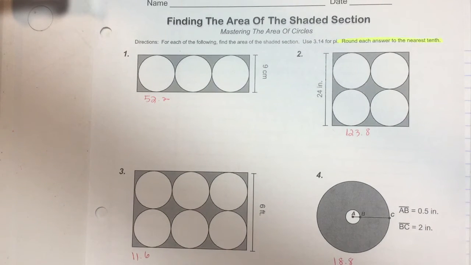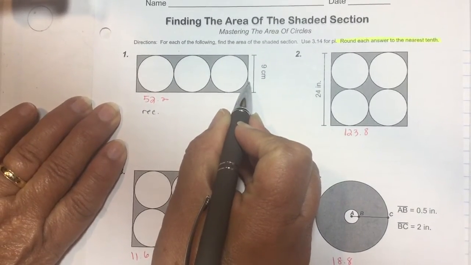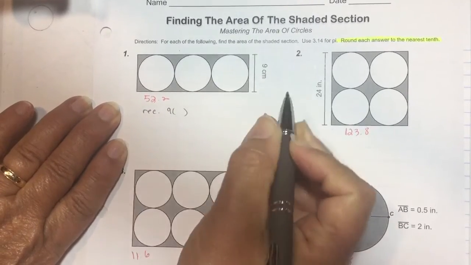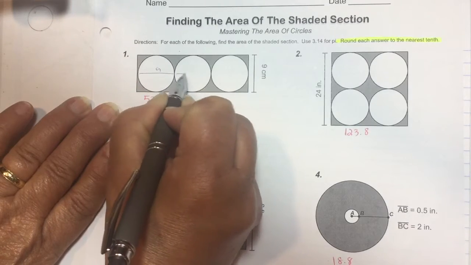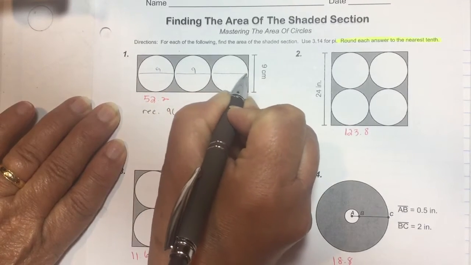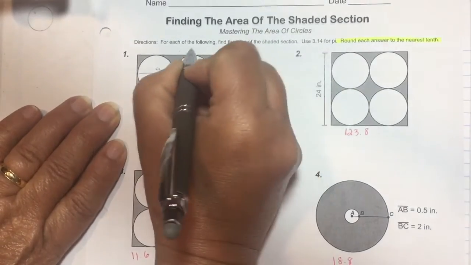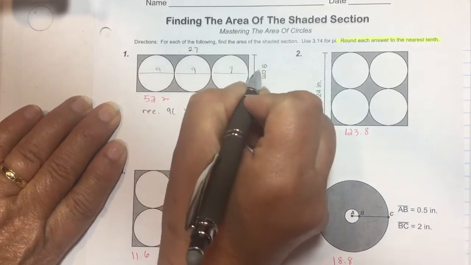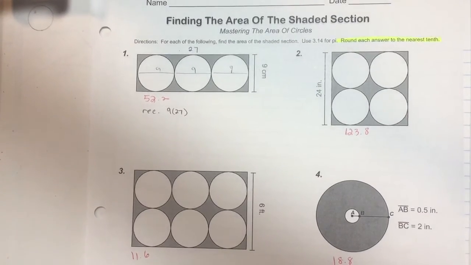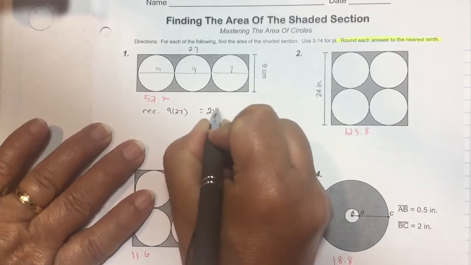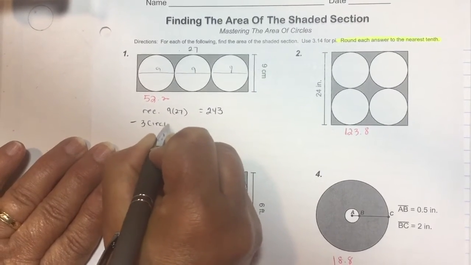So on this first one, the rectangle, did you know what it was? Well, you know it's going to be length times width, but what's the width? Well, this is 9, and this is 9, and this is 9. So that means this length, or you can call it width, it doesn't matter, is 27. So length times width would be 27 times 9, or 9 times 27. And that's going to give you 243.